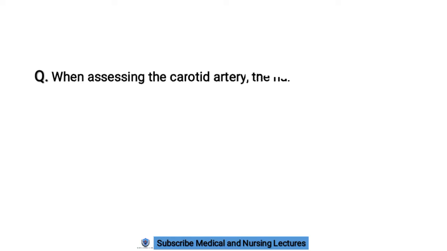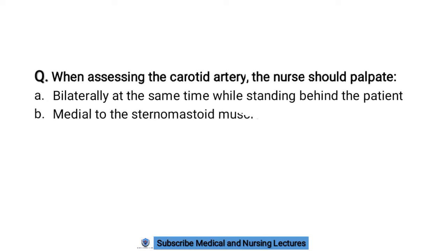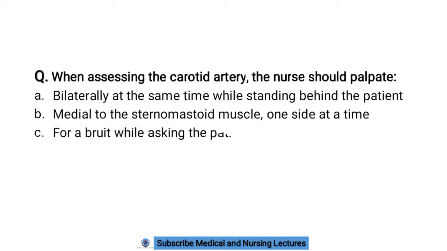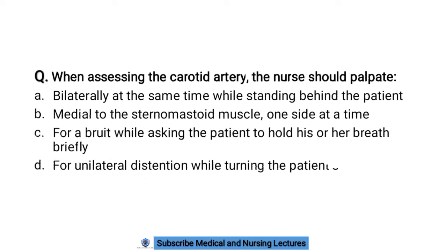Another question: while assessing the carotid artery, the nurse should: option A, palpate bilaterally at the same time while standing behind the patient; option B, palpate medial to the sternomastoid muscle, one side at a time; option C, listen for a bruit while asking the patient to hold his or her breath briefly; option D, check for unilateral distension while turning the patient's head to one side. The correct option is option B, medial to the sternomastoid muscles, one side at a time.